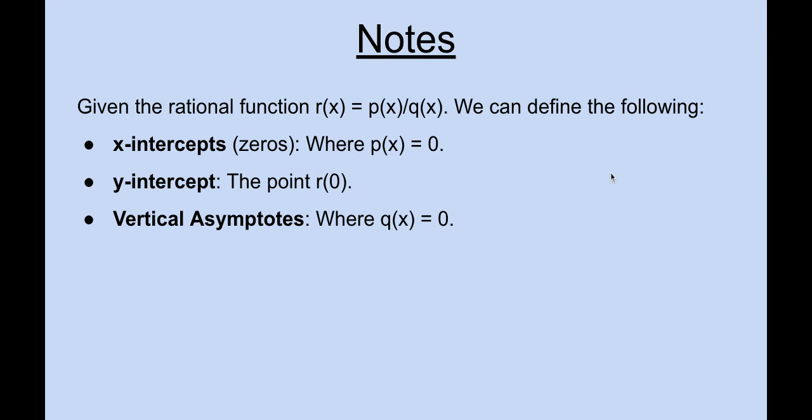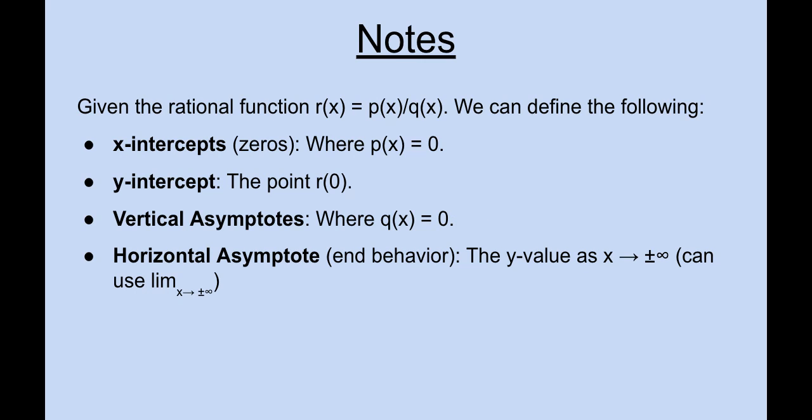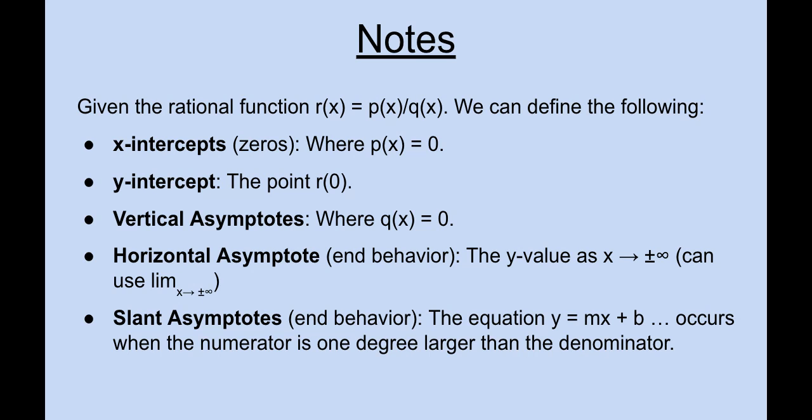We can also find the vertical asymptotes. There's a denominator, so if any of the x's produce zeros in the denominator, that will be a vertical asymptote. We have horizontal asymptotes. This is simply end behavior: what y does as x goes to positive or negative infinity. Remember, we'll evaluate these using limits. And the last one is a slant asymptote.